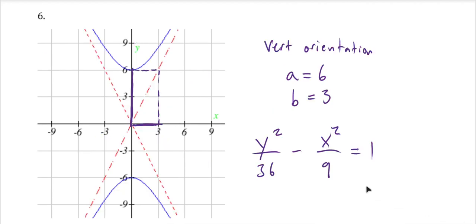Question number 6 is similar. We see that it's centered at the origin and that it's vertically oriented. Going up by 6 units brings us to a vertex, and so a must be 6. Going right then by 3 units and up by 6, we arrive at the asymptote. This tells us that b must be 3. And so we have y squared over 36 for our leading term minus x squared over 9 equal to 1.